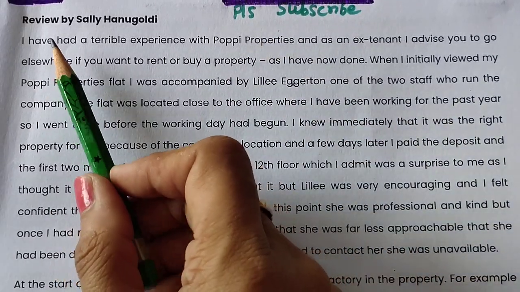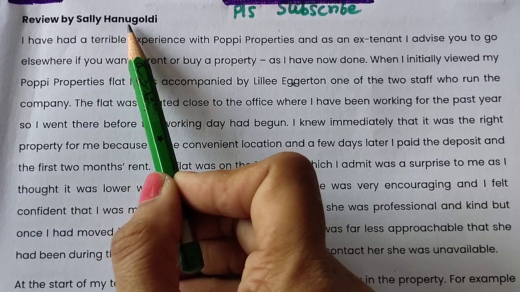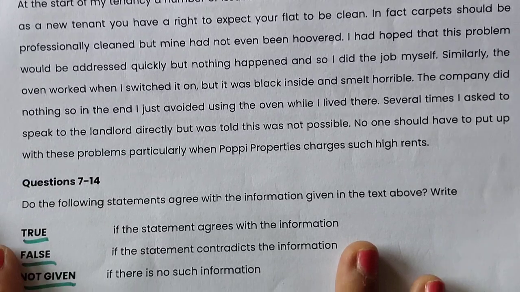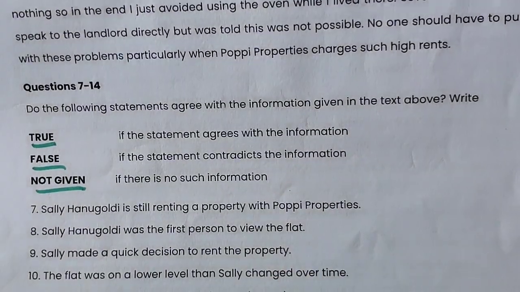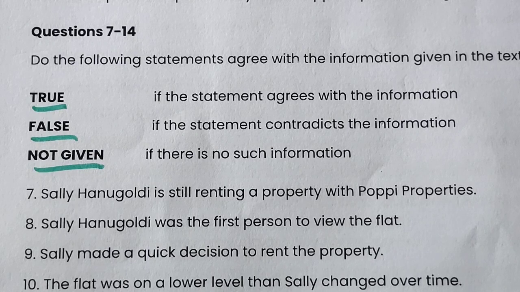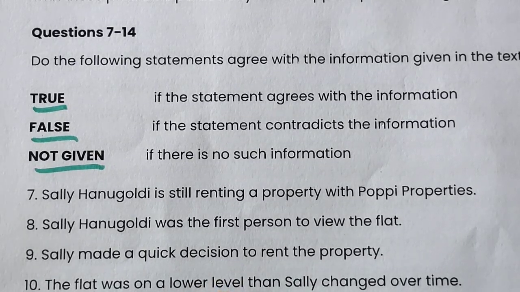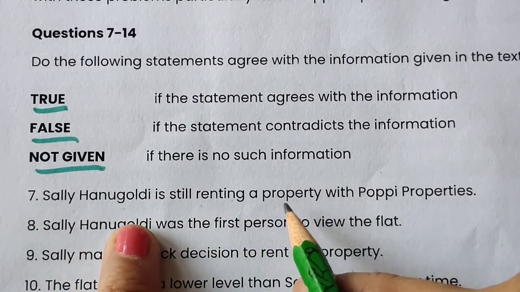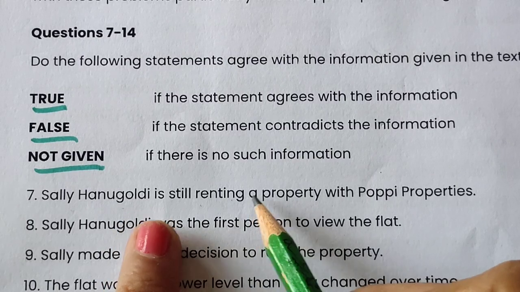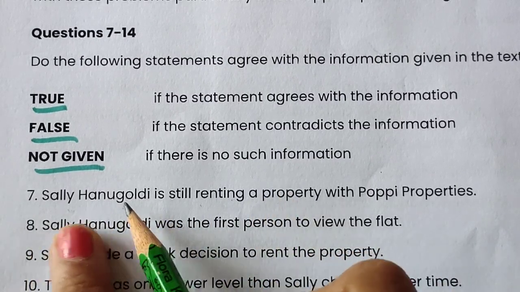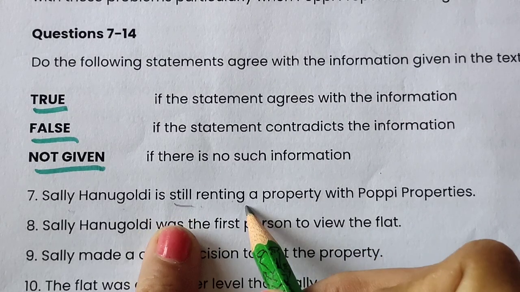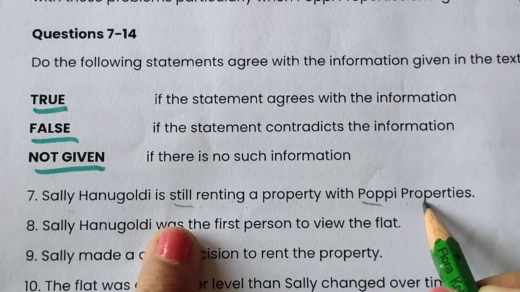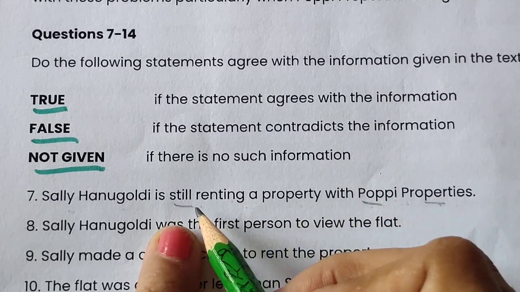So this is the title of the passage, a review by Sally Hanugoldi. Okay, this is the paragraph they have given, and for this paragraph they have given true, false, not given. So what is the strategy for true, false, not given? Definitely the strategy is the same for every question. We have to read the question statement twice in order to understand its meaning, and definitely I will go with keyword strategy. So, Sally Hanugoldi is still renting a property with Poppy Properties. Still renting a property with Poppy Properties. Okay, these are the property names.